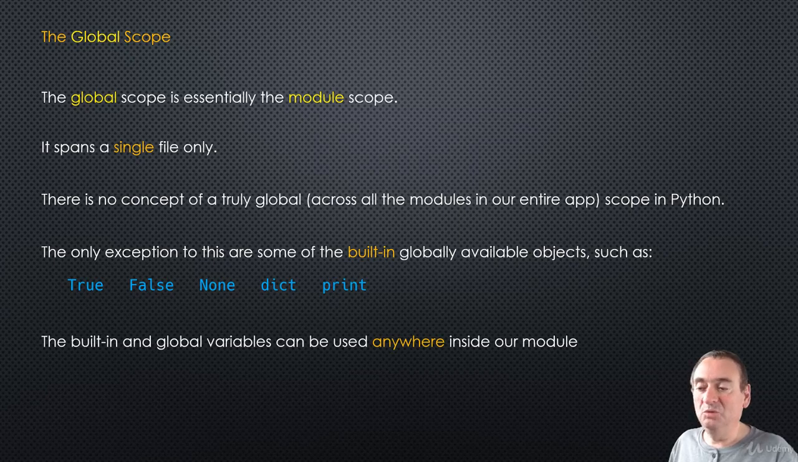So the built-in and global variables can be used anywhere inside our module. Right? So anything that you define in the module, let's say a equals 10 at the module level, you can now access that a equals 10 after that point, and it will reference that particular label a everywhere in your code, even inside functions. And we'll see how to do that.